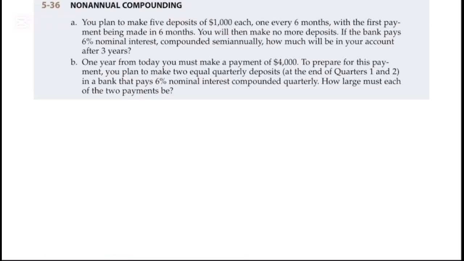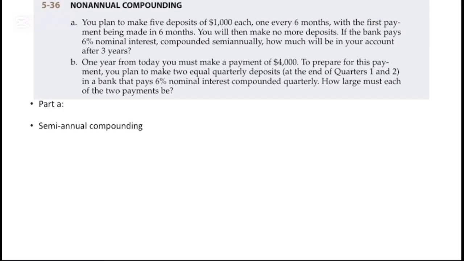Let's look at another question. In part A, it says that you plan to make 5 deposits of $1,000 each, one every 6 months, with the first payment being made in 6 months. You will then make no more deposits. If the bank pays 6% nominal interest, compounded semi-annually, how much will be in your account after 3 years?